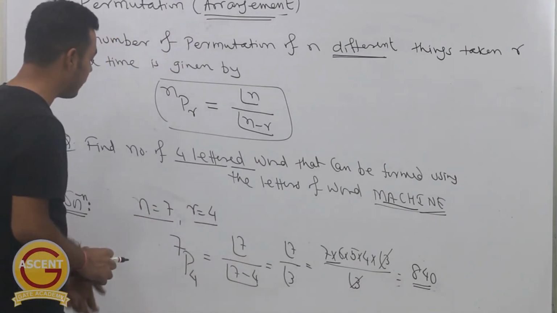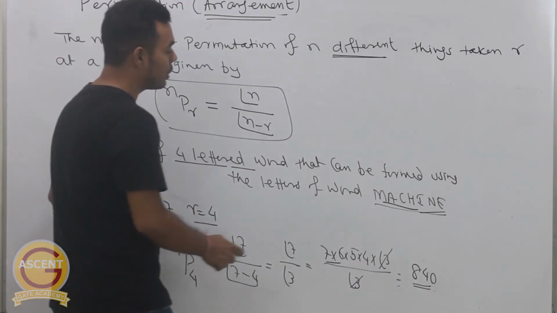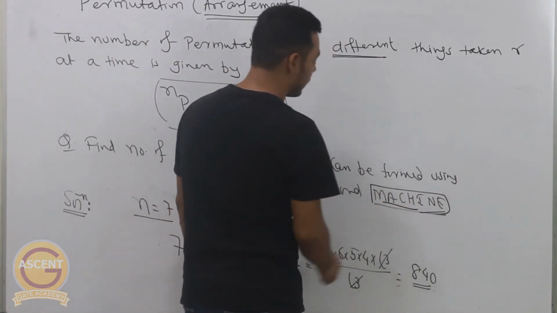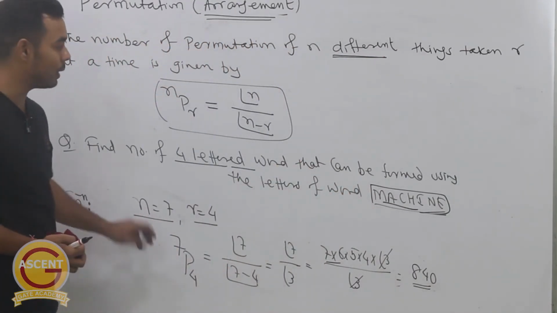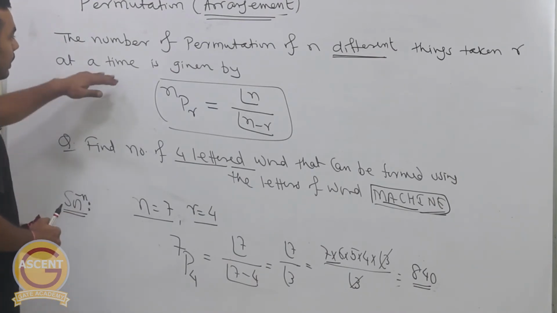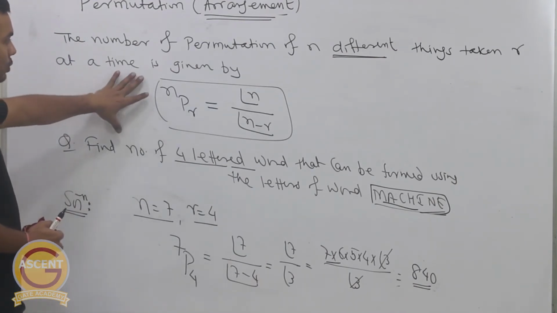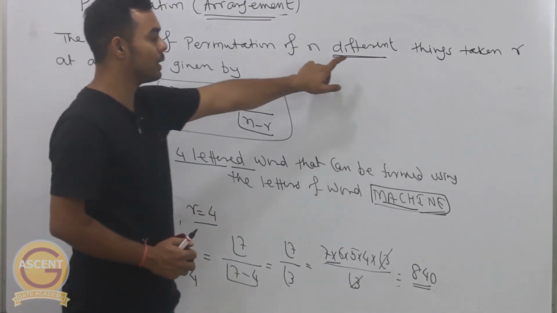Now see, here we can apply this formula nPr because all these 7 letters are distinct. Okay, if there is some repetition here, then you cannot apply this formula. So therefore this theorem is to be applied only when all the n objects are distinct.